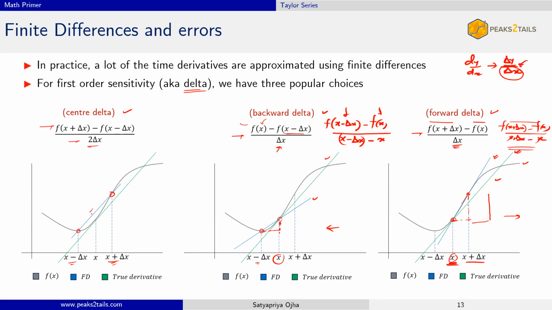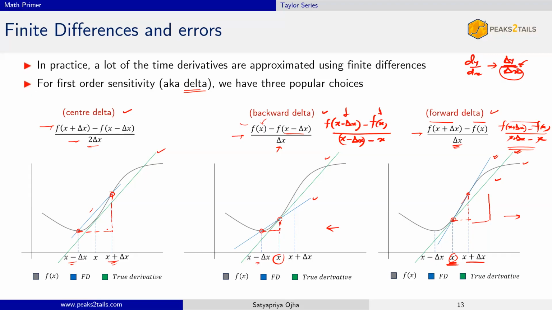You can see graphically, at least, that it does a much better approximation of the true slope. Look at the green line, look at the blue line. They are parallel, almost parallel. Parallel means same slope. This is the change in y and this is the change in x. Okay, so center delta is definitely much better in terms of accuracy.